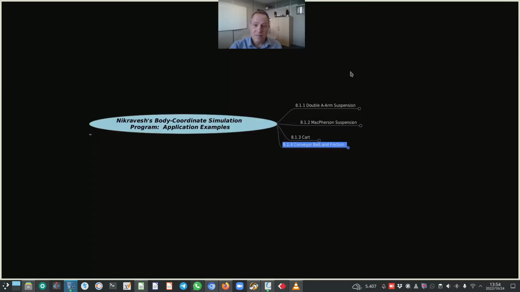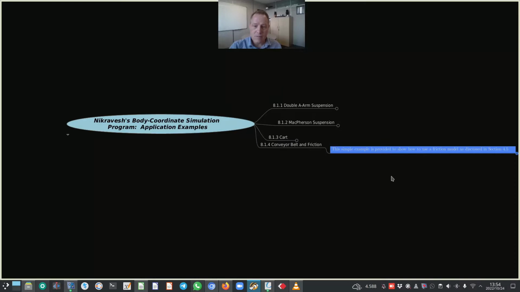So let's look at the mind map that we've been discussing the other application examples with in the past few lectures. Today we will look at the conveyor belt and friction that is explained in subsection 8.1.4. Now this example, and I'll show a schematic of this conveyor belt in a short while. I first want to explain friction as discussed in section 4.5 of Prof. Nikravesh's textbook.